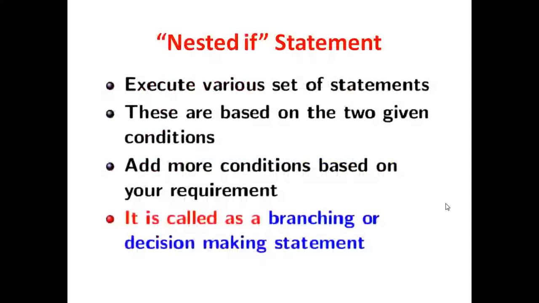We'll see the next type, that is nested if, which executes various sets of statements based on two given conditions. We can add more conditions based on our requirement, and it is called a branching or decision making statement.